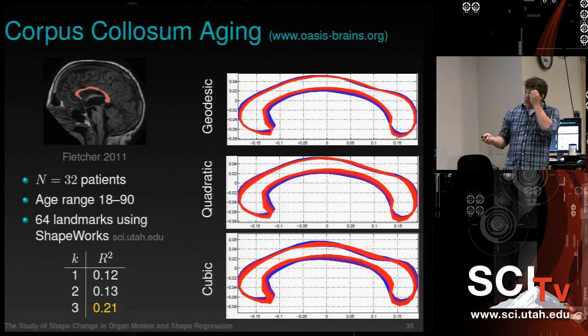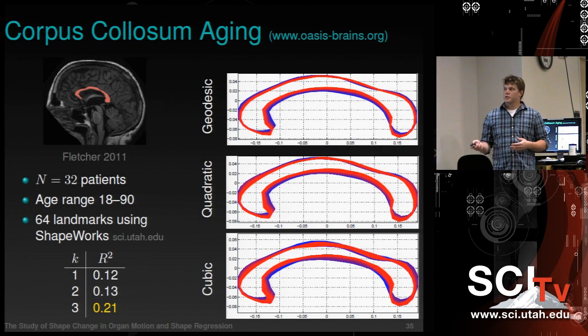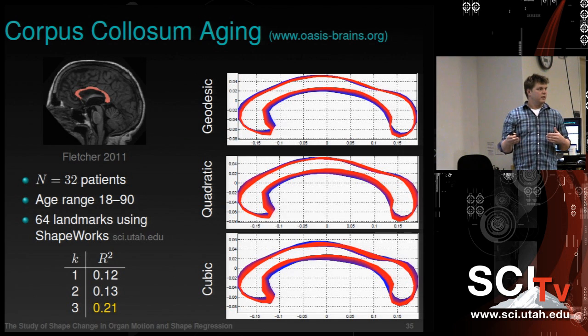And we also looked at corpus callosum data. This is a set of segmented corpus callosums from 32 patients, with ages from 18 to 90. These are healthy patients, but they're from the OASIS Alzheimer's study. We took these segmentations and created corresponding landmarks data sets using ShapeWorks. And then we did the same thing. We fit geodesic, quadratic, and cubic.